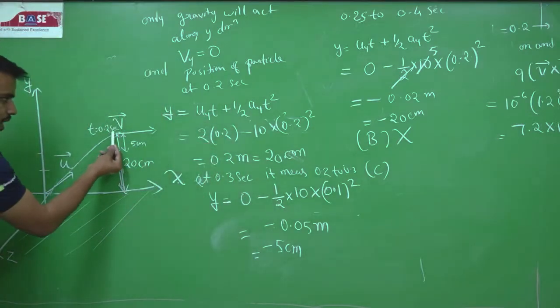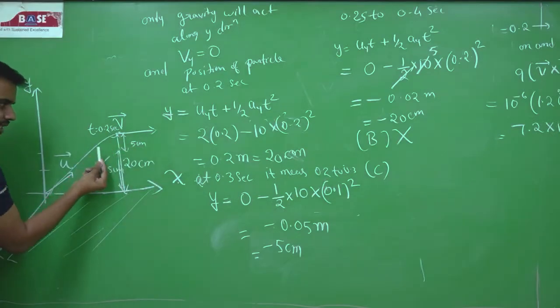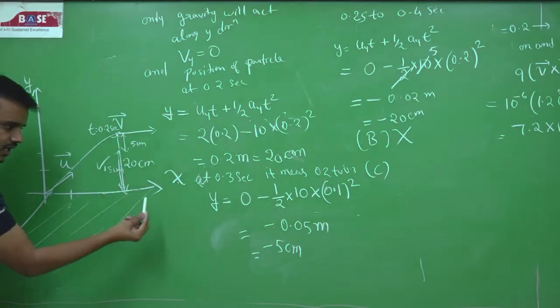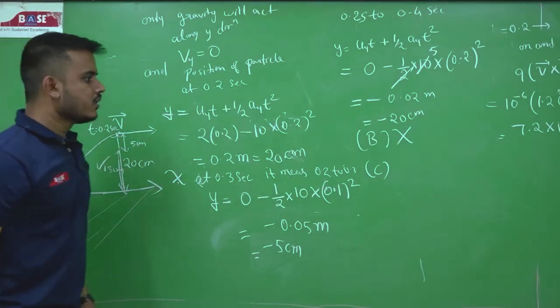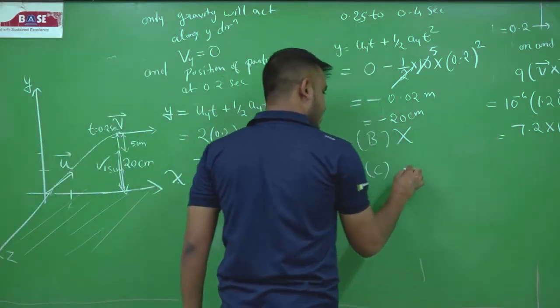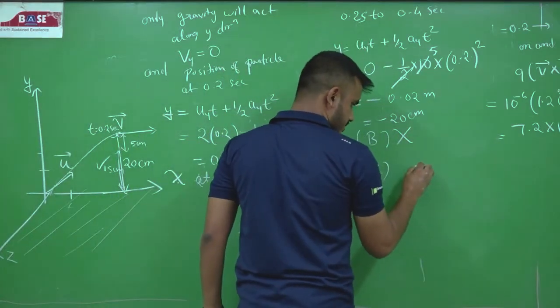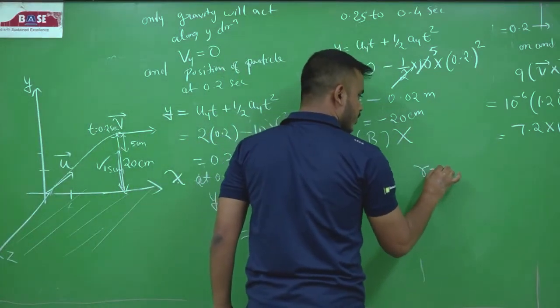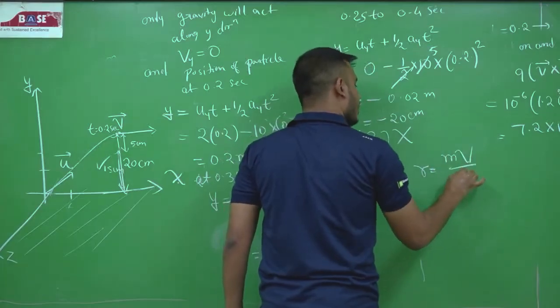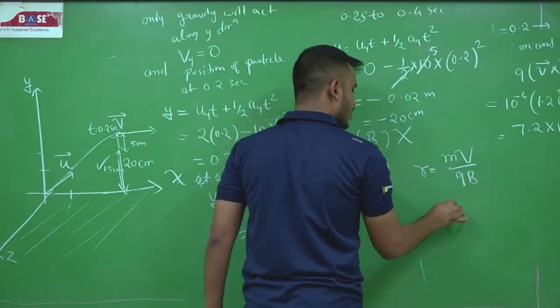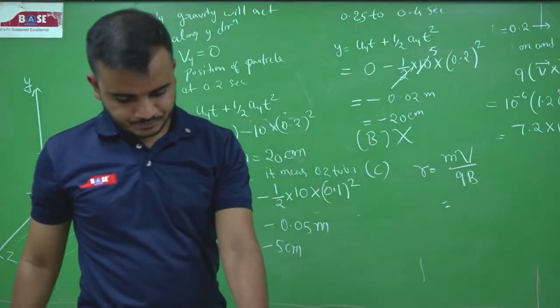So what is going on here? The particle is moving in a circle, and it is also moving downward. So it will make a helical path. Now, we know that the radius of curvature for the circle is r equal to mv by qB. What is the mass of the particle?